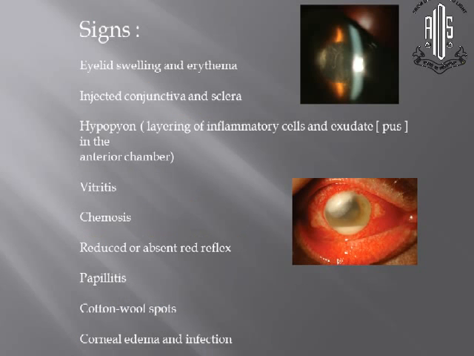So, what are the signs that we look for? The eyelid swelling, erythema, injected conjunctiva and sclera, the hypopyon, subsequent vitritis, chemosis, reduced or absent red reflex, papillitis, cotton wool spots, or corneal edema and infection. You can see in the slides which are alongside.